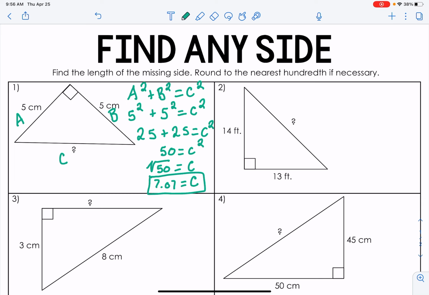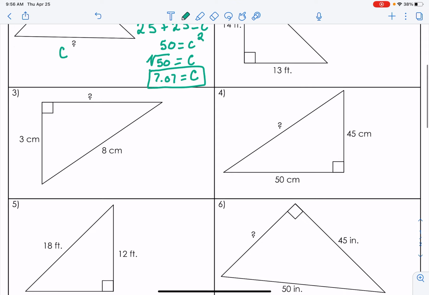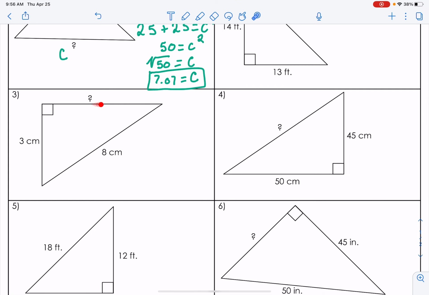Number 3 asks us to find the value of the missing leg, which is one of the sides next to the right angle, not across from, okay? So when I label my A, B, and C here, I've got my A and my B, where the B is missing, and they gave us our C value. So if I'm going to substitute into my formula, I'm going to fill in 3 for A. I don't know what B is, so I'm going to use the letter B, but C is 8.